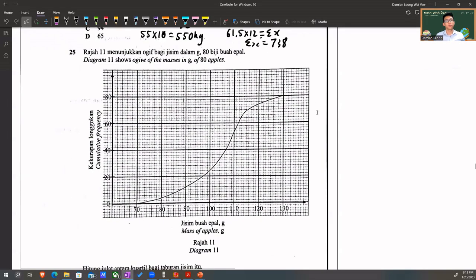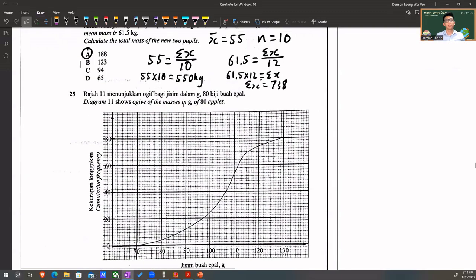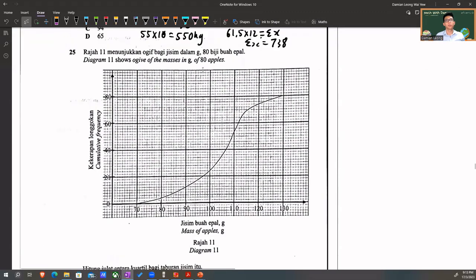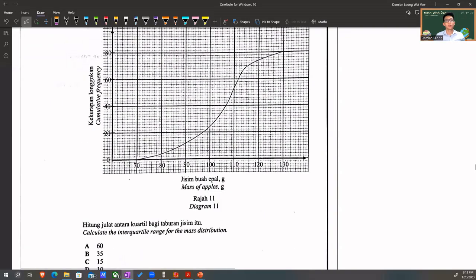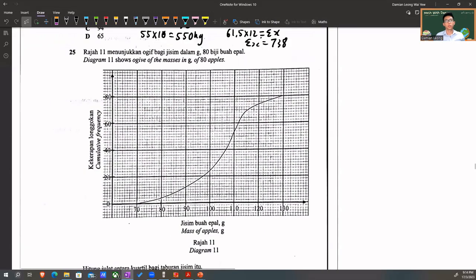Next, question 25. I have an ogive showing the mass of 80 apples. So they want the interquartile range for the mass distribution. So interquartile range, 1/4 of 80, 1 over 4 times 80 is 20. And then 3/4, 3 over 4 times 80 is 60. So I look for 60 and 80 cumulative frequency. At that point, what are the mass?